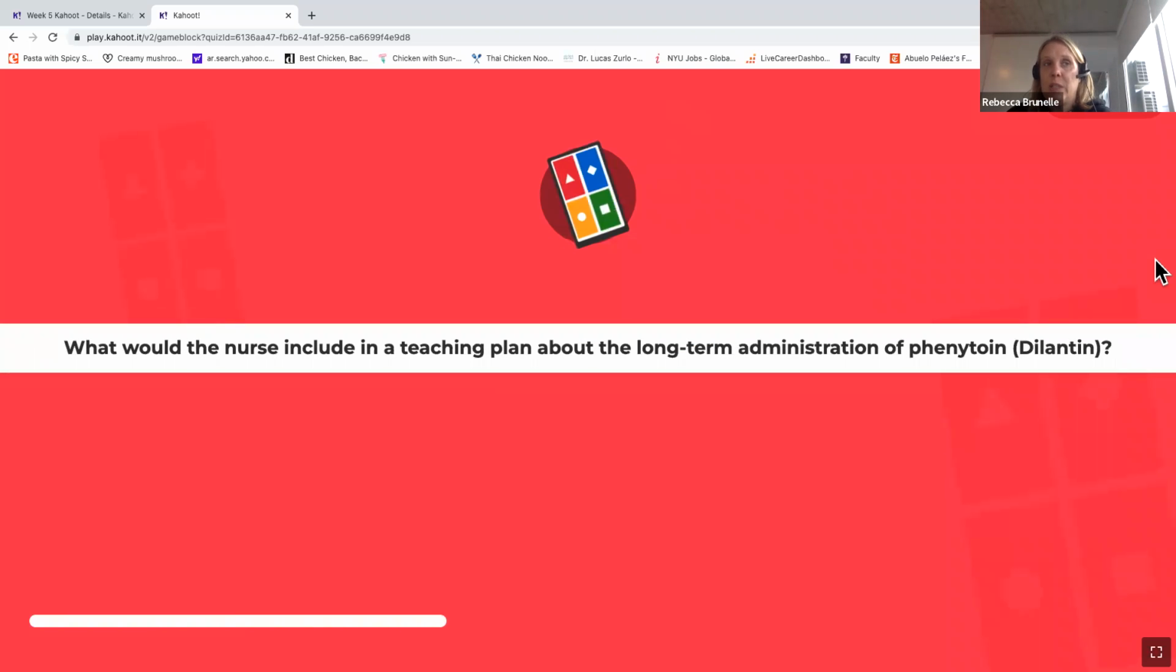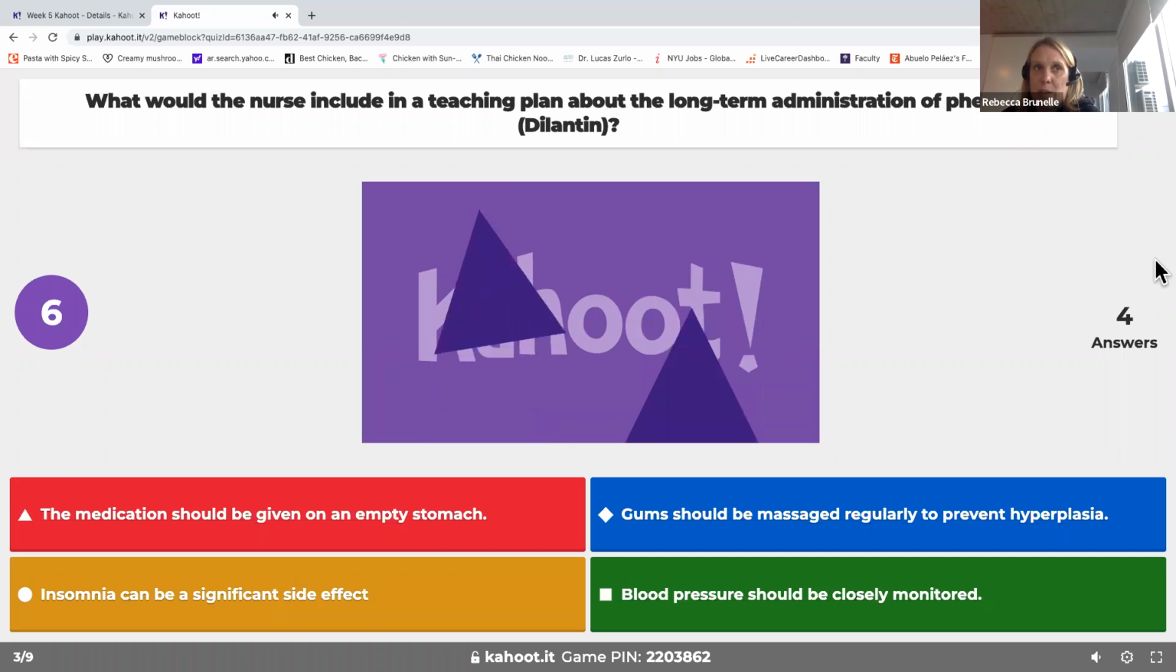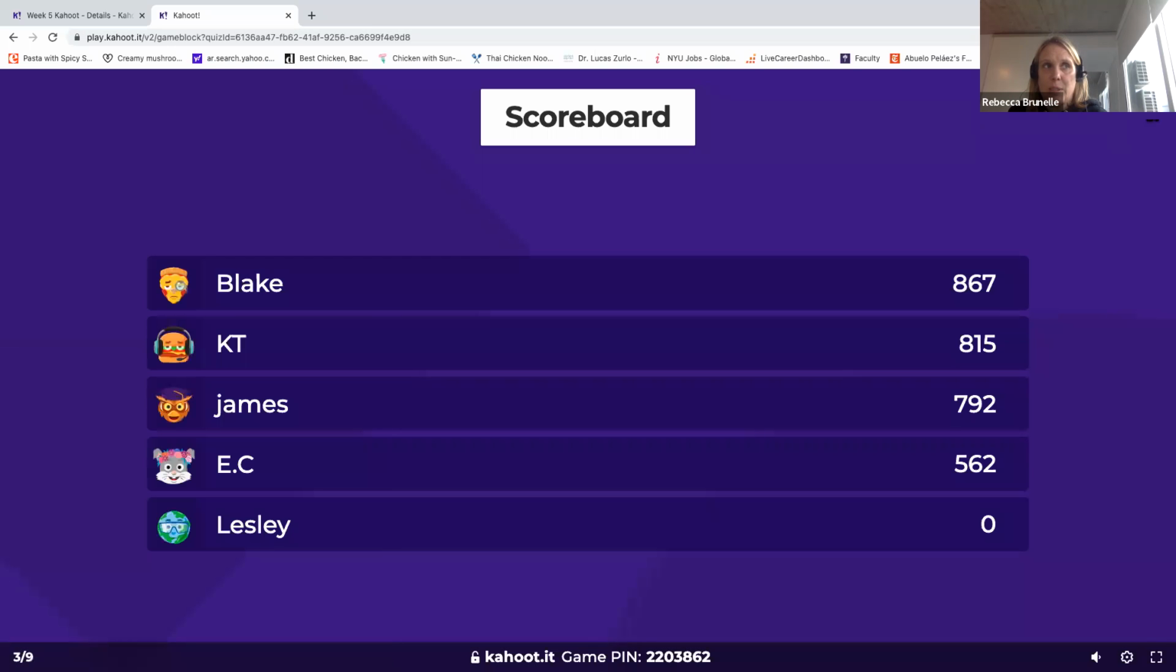So what would the nurse include in a teaching plan about the long-term administration of phenytoin or Dilantin? The medication should be given on an empty stomach; insomnia can be a significant side effect; gums should be massaged regularly to prevent hyperplasia; or blood pressure should be monitored closely. Right. So this is the one that we talked about. It causes the hyperplasia of the gums. You massage that to help them not develop that hyperplasia and the bleeding gums.